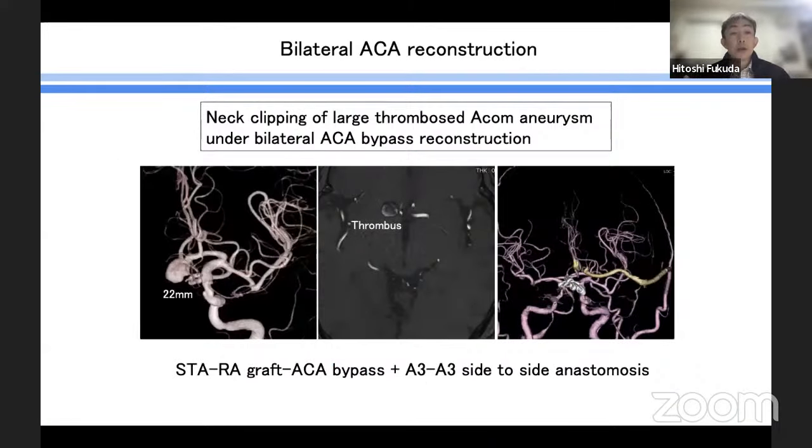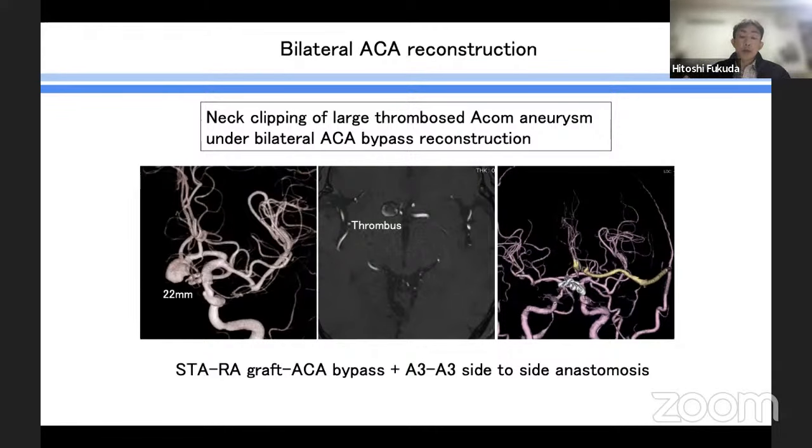Radial artery interposition graft can also be used for bilateral ACA reconstruction. This is a case of neck clipping of large thrombosed ACOM aneurysm under bilateral ACA bypass reconstruction. This is an unruptured 22 millimeter aneurysm, but most of the aneurysmal lumen was filled with thrombus like this. So in order to clip this aneurysm nicely, we have to remove the entire thrombus before clipping.